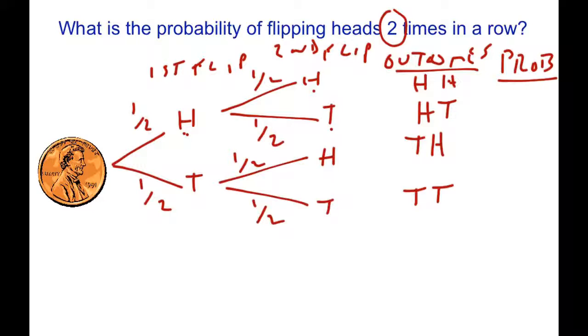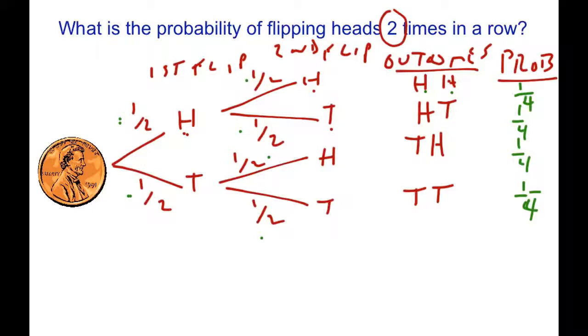And the probability column would come from multiplying the probabilities on the branches. So for our heads, heads, we see that we have a 1/2 and a 1/2. So 1/2 times 1/2, 1/4. Heads, tails, 1/2 times 1/2, 1/4. Tails, heads, 1/2 times 1/2 is 1/4. And tails, tails, 1/2 times 1/2 is 1/4. So that's where the probabilities would have come from.